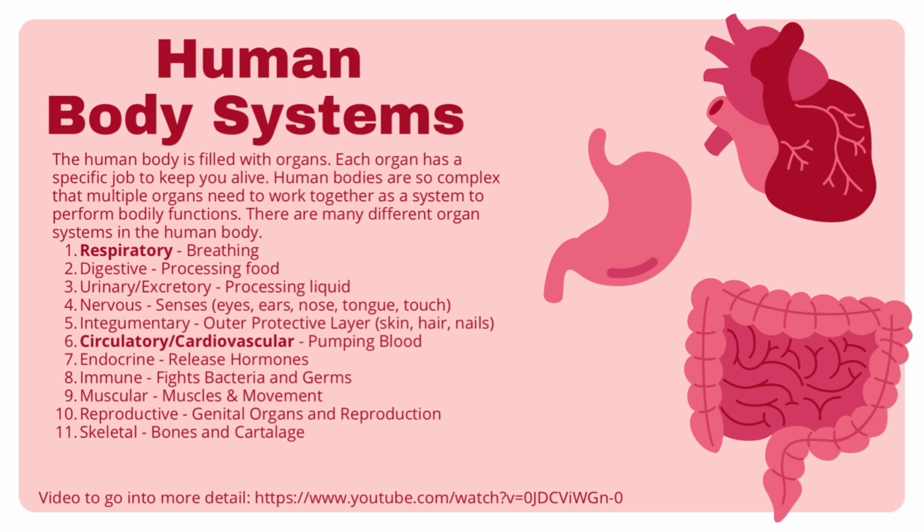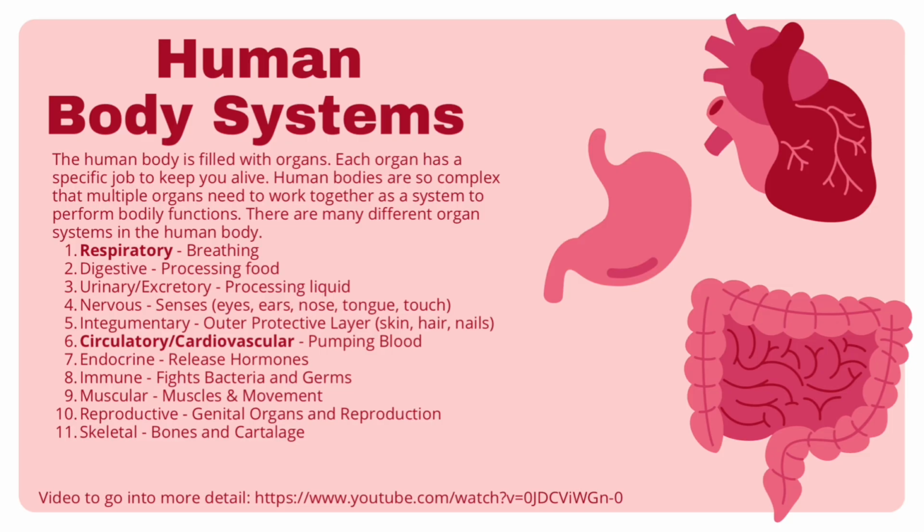Here are 11 listed. We have the respiratory system, which is how we breathe. We have the digestive system, which is how we process our food. We have our urinary or excretory, which is how we process liquid. Our nervous system, which is our senses, so eyes, ears, nose, tongue, and touch. We have our integumentary, which is our outer protective layer, aka skin, hair, nails, etc. We have our circulatory or cardiovascular, which is pumping our blood and our heart.